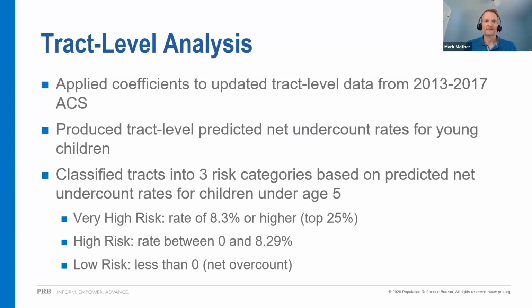So very high risk tracts were those we classified as having net undercount rates of 8.3% or higher. And that accounted for about 25% of tracts. High risk tracts were those with rates between 0% and 8.29%. And then low risk tracts were those with less than 0, so a predicted net undercount of children under age 5.